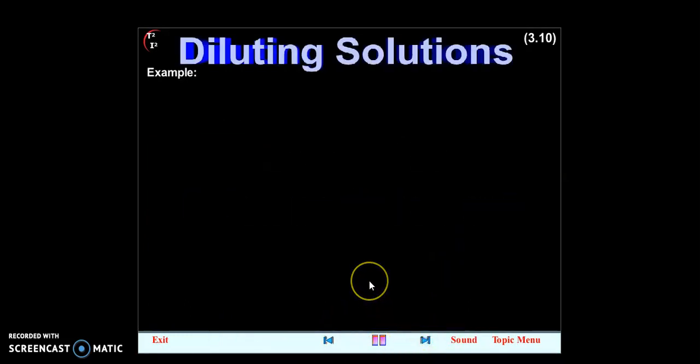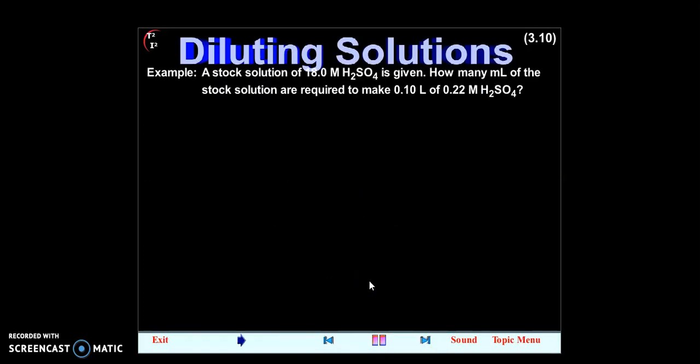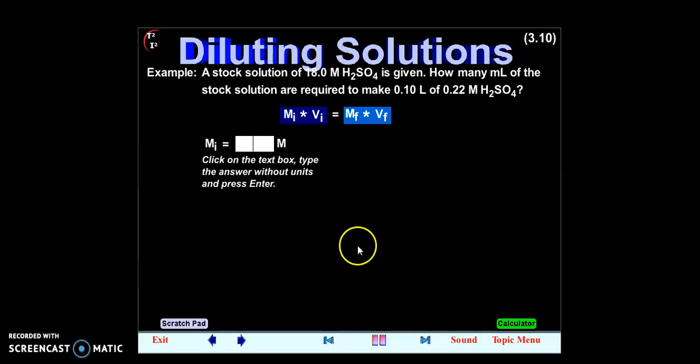All right, so let's look at an example now. You can pause this problem so that you can solve it on your own as you are listening to this lesson. A stock solution of 16.0 molar H2SO4 is given. How many milliliters of the stock solution are required to make 0.1 liters of 0.22 molar H2SO4?